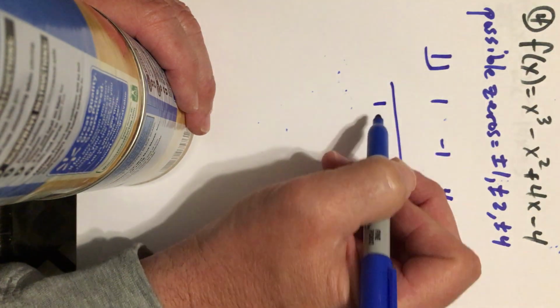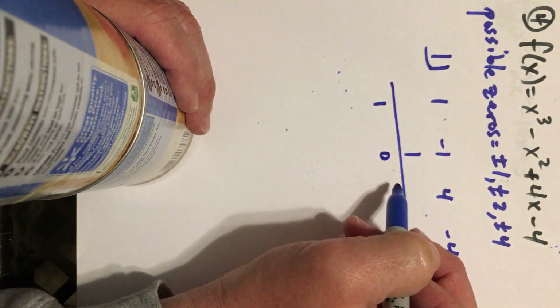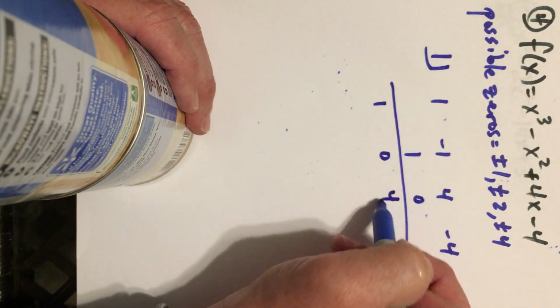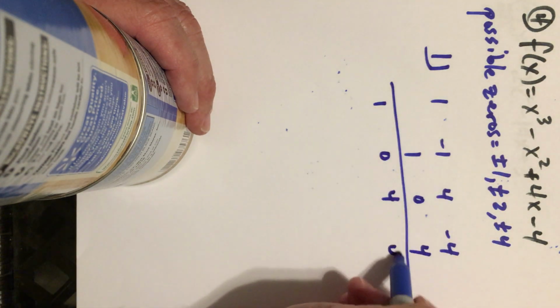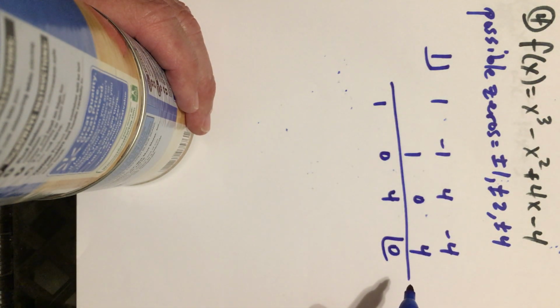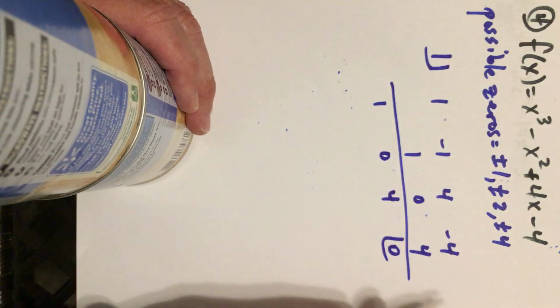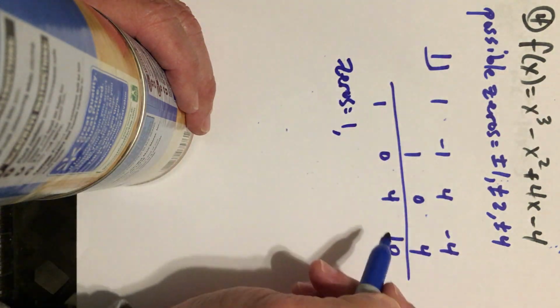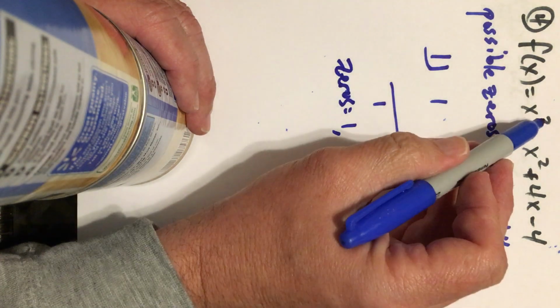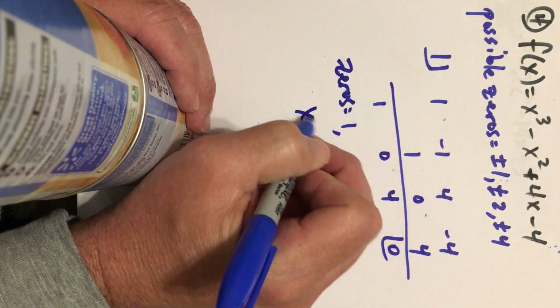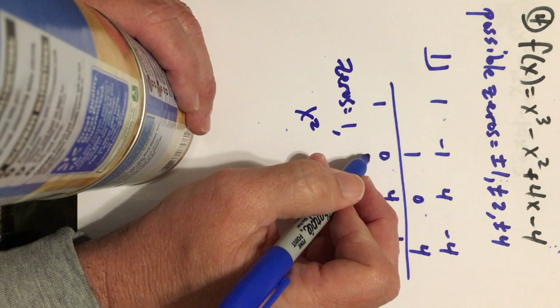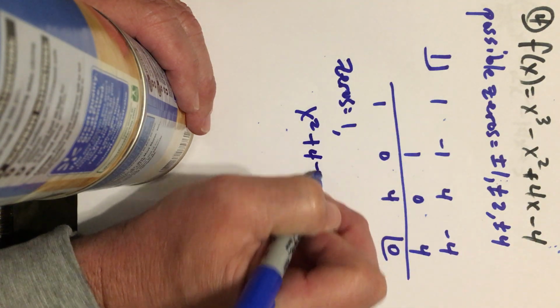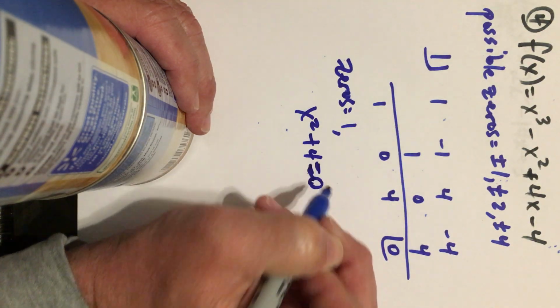Skip a line, draw a line, drop the 1. 1 times 1 is 1, gives you a 0. 0 times anything is 0. 4 times 1 is 4, gives you 0 as a remainder. That one worked out. So my first zero is 1. I've got to find 2 others. That was x to the third, so that goes in front of x squared. 0x, I don't have to write, plus 4 equals 0.